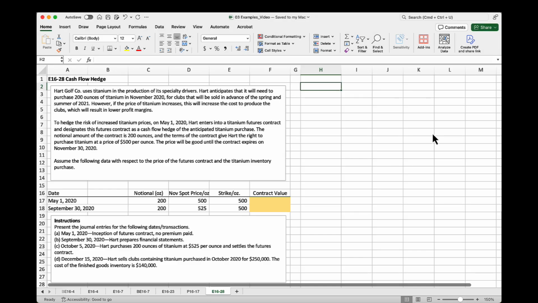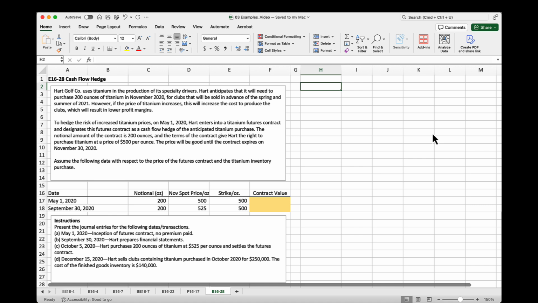In this example, we're going to go over a cash flow hedge. So we have Hart Golf Company using titanium in the production of its specialty drivers. Hart anticipates that it will need to purchase 200 ounces of titanium in November 2020 for clubs that will be sold in advance of the spring and summer of 2021. However, if the price of titanium increases, this will increase the cost to produce the clubs, which will result in lower profit margins. To hedge the risk of increased titanium prices, on May 1st of 2020, Hart enters into a titanium futures contract and designates this futures contract as a cash flow hedge in the anticipated titanium purchase.